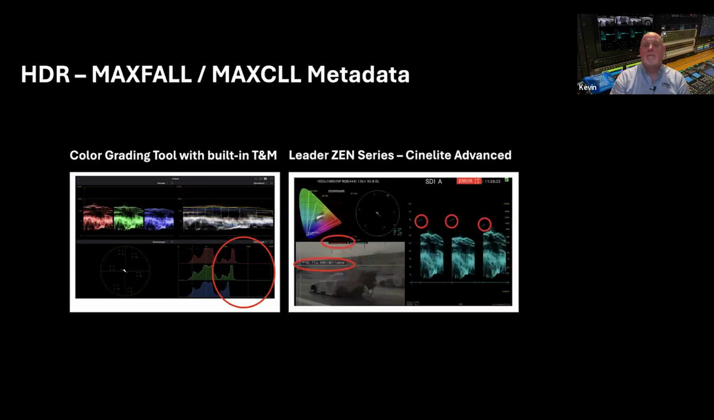Yet as soon as we put the Leader scope on there, we were getting, in this case, a 1,300 nit pixel. And by using the CineLight tools, which is the kind of built-in marker that you can position on a picture, and it will then display where it sits on the waveform, vector, and CIE color chart, we were able to identify the area of the picture. And as you can see here, it quite clearly shows that it has exceeded 1,000 nits.